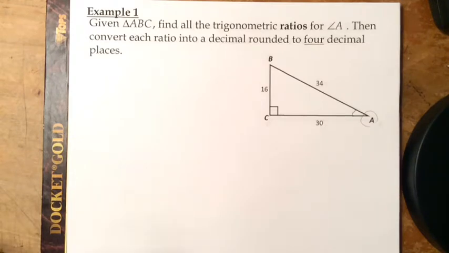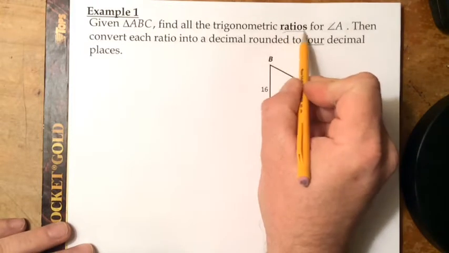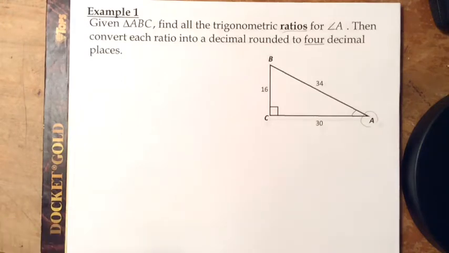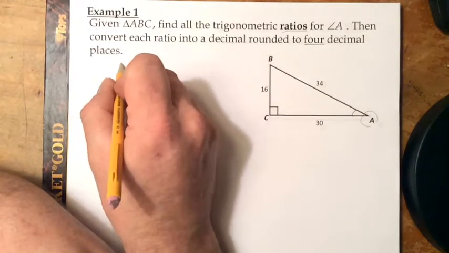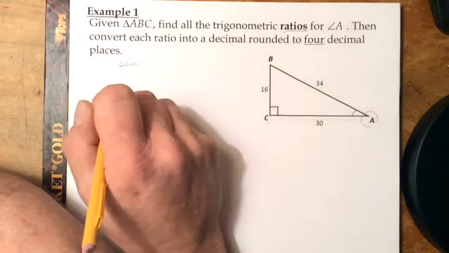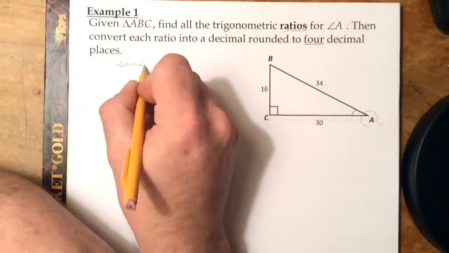Try to remember that when asked to find trig ratios, or ratios of a right triangle, you're not solving an equation. You're simply finding a ratio, two numbers compared to each other, and sometimes converting it to decimal form. So with that in mind, let's start with sine. Sine, S-I-N, of angle A.